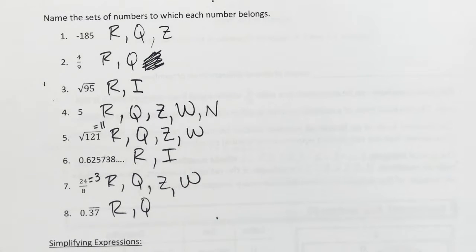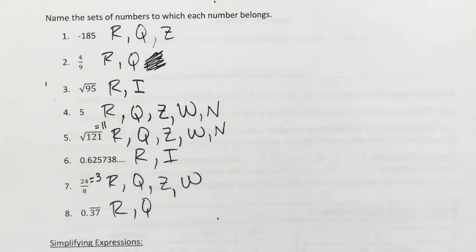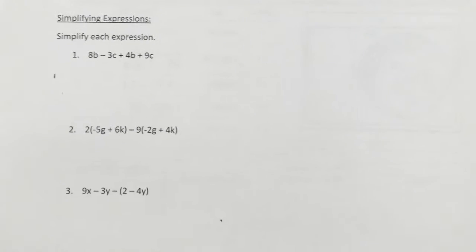All right, number 5. It reduces to 11, and I naturally count to 11. So that's natural. Do I naturally count 0.625738? No. Do I naturally count to 3? Yes. And then what about number 8? Is that natural? No. Did you get it? All right, here we go.